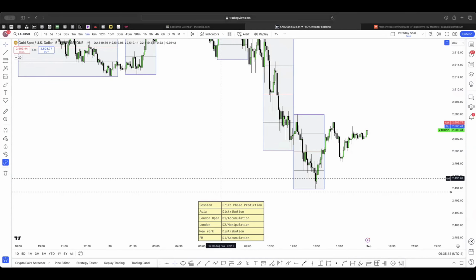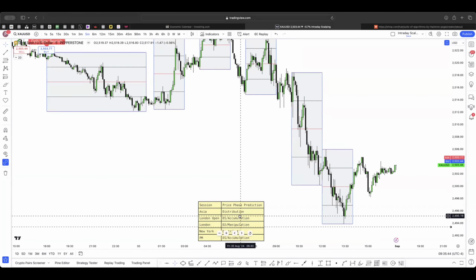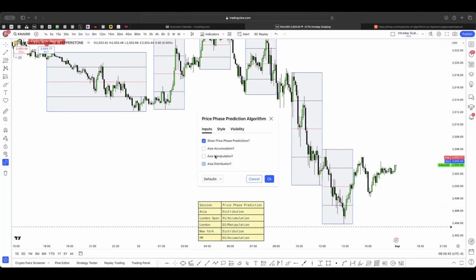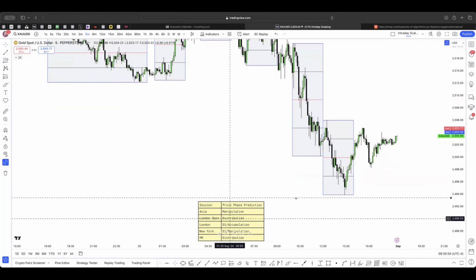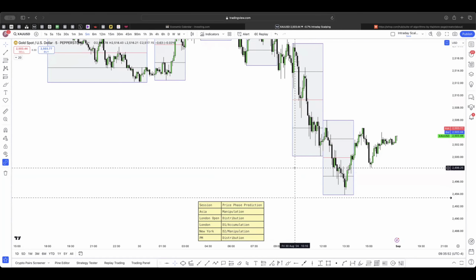So on Monday, if the Asian session is a manipulation, all you have to do is click on this, select manipulation, and there you go. You have the entire day at your disposal. You know exactly what's going to happen. You know exactly what you're going to do. You know exactly what to expect in price. Nothing is going to be a surprise.